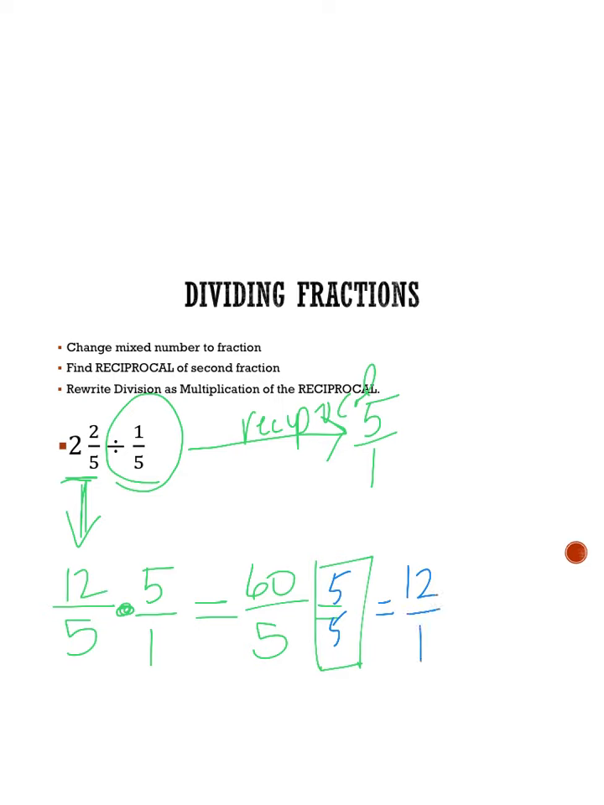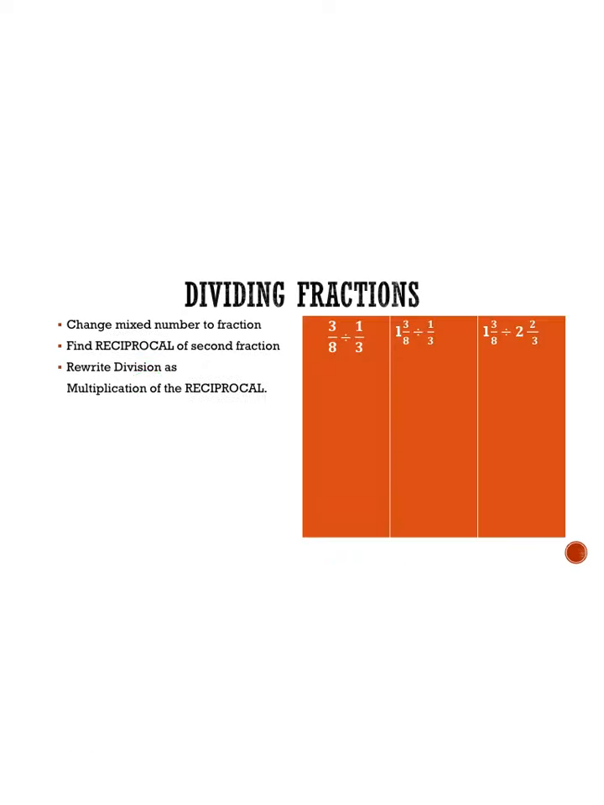You could have also simplified it ahead of time. 5 divided by 5, and you get 12/1. I like this method better because it seems to be a little less math, but you do what you want to do. I'd like you to stop the video and do these 3 on your own, and then come back and check yourself, please.